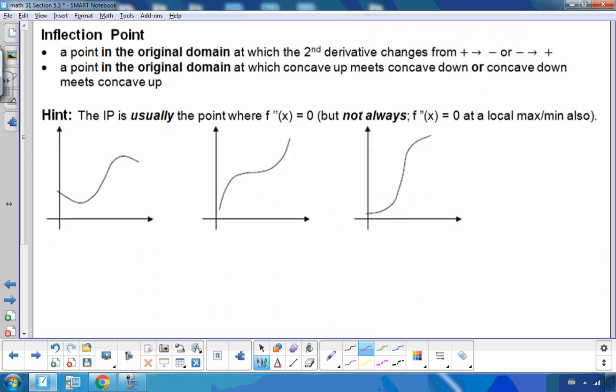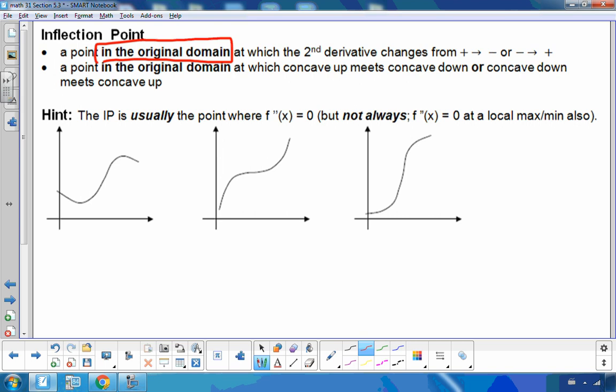Okay, an inflection point. When we talked about this in Math 30-1, we talked about it kind of like a slide, where it just changes direction a little bit. Now with a calculus definition, we can really understand what that point of inflection is. It's a point in the original domain. This is key here. It has to exist in the original domain. And it's the point where the second derivative changes from positive to negative or negative to positive. In other words, it changes from concave up to concave down or vice versa.